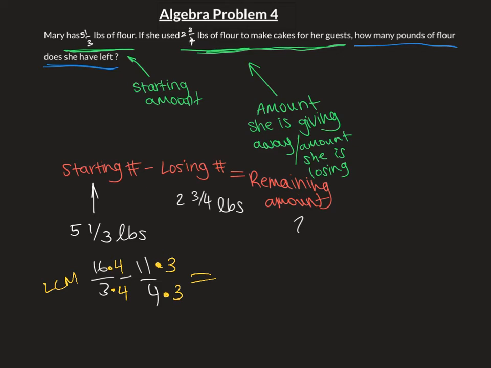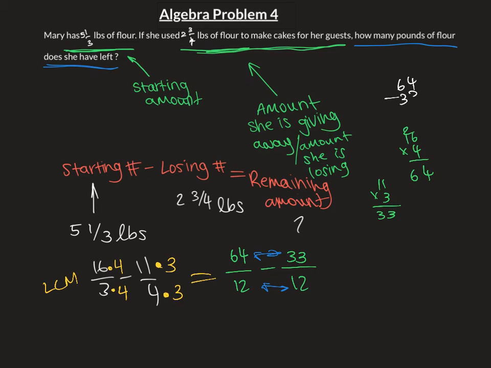This is equal to, what's 16 times 4? We can write this out. What's 16 times 4? 64 over 12, minus 11 times 3, 33 over 12. Now we've made like denominators, so we can subtract directly across. Now what's 64 minus 33? We have 31 over 12.